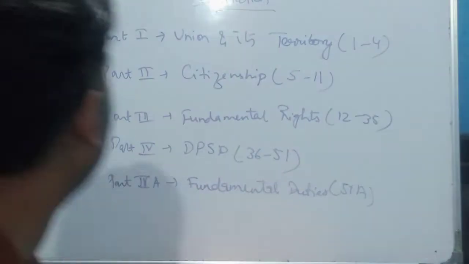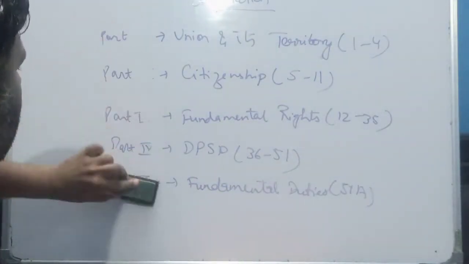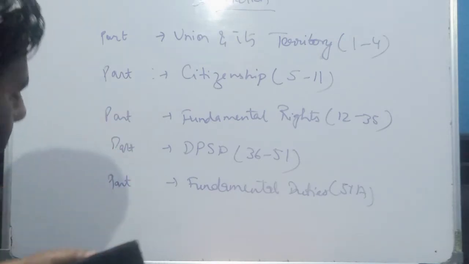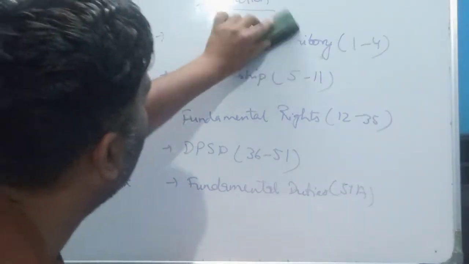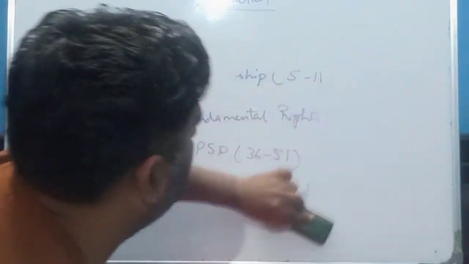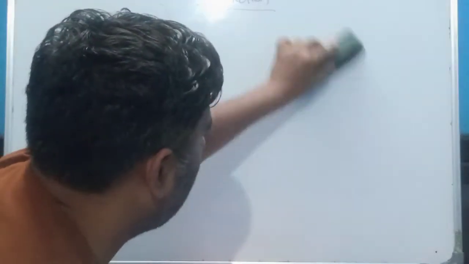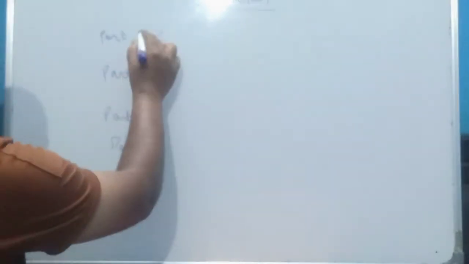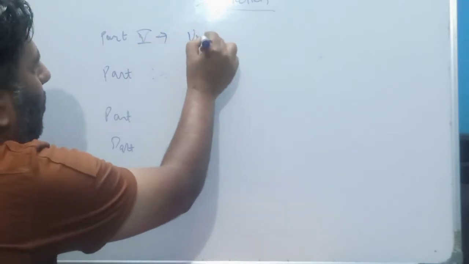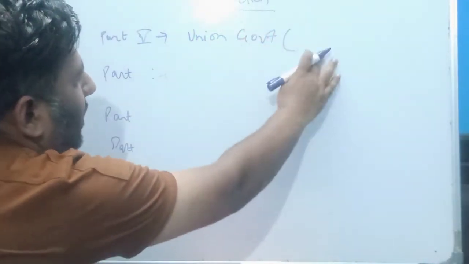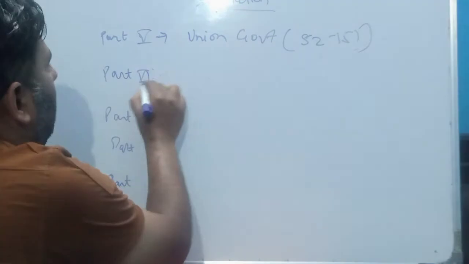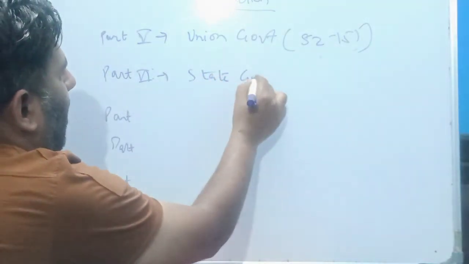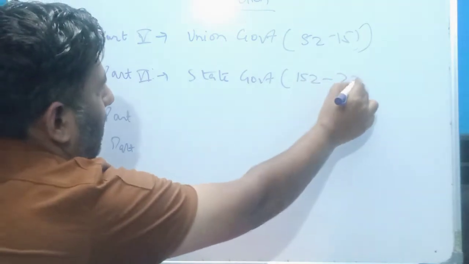Then we have part 5th, which is union government, 52 to 151. Then part 6, state government, which is 152 to 237.